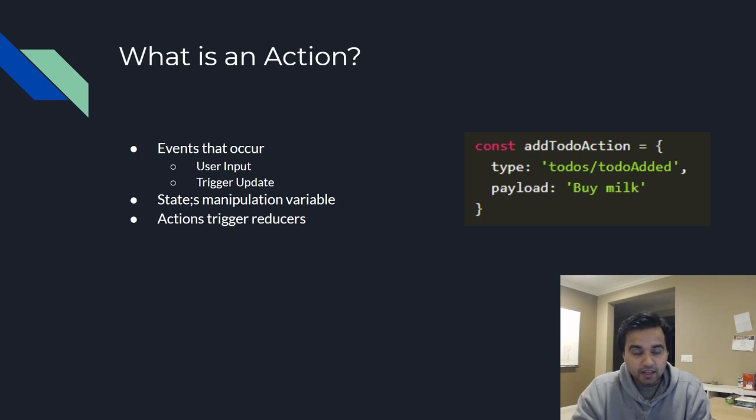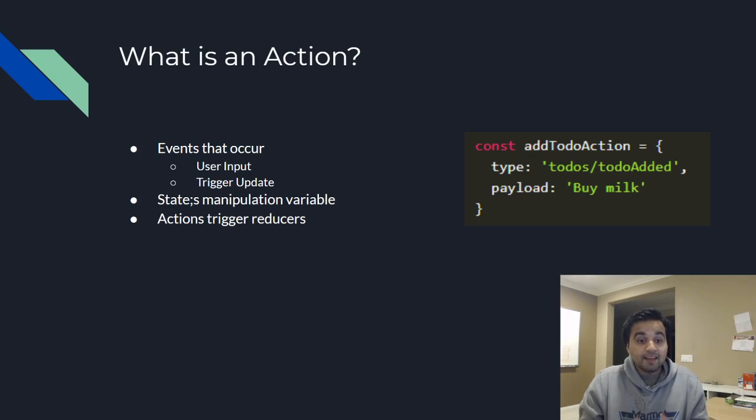Okay, let's define the terms. What is an action? The way you can express this is basically the events that occur. So user input triggering an update is an event. You can see on the right side that I have here an add to-do action. You can call this event "to-do added", you're adding a to-do, and the contents that the person put in was "buy milk" in the input. And this is the state's manipulation variable. So how do we manipulate the state?